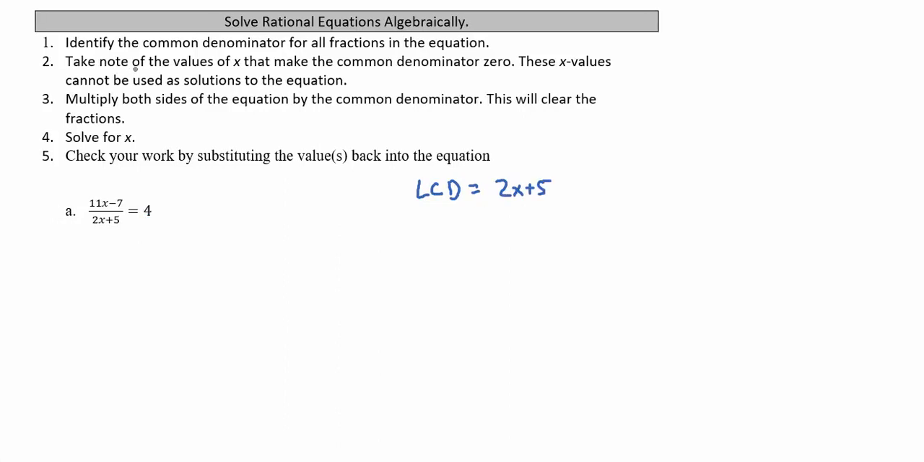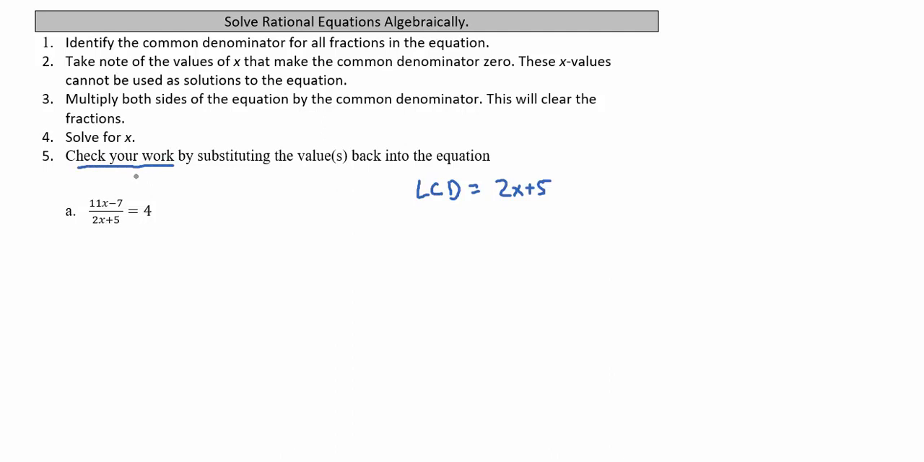Step 2 says, take note of any values of x that make the denominator 0. Those x values cannot be used as solutions to the equation. What that means is when we're done with this algebraic process, any x values that would make your denominator 0 won't check, because division by 0 is undefined. So that'll work itself out when you check your work by substituting at the end.